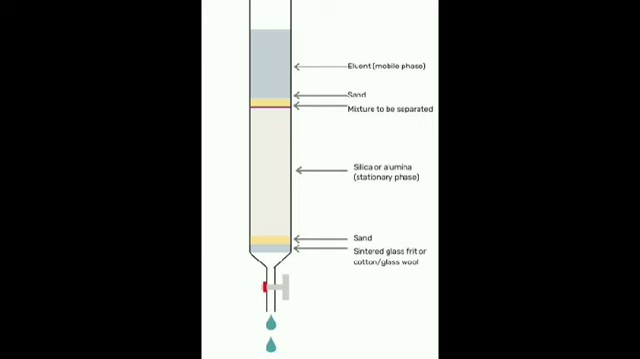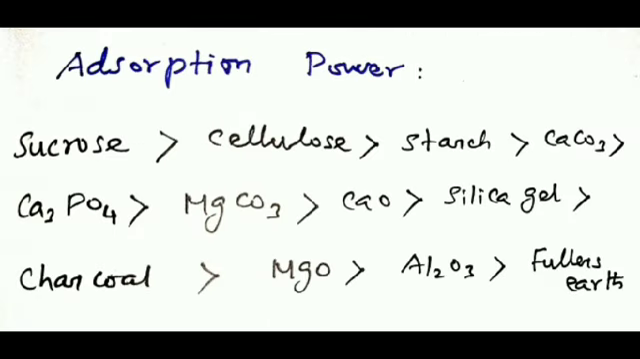In a column, the upper part of the column has greater adsorbing power and the lower part of the column has less adsorbing power. This is the decreasing order of adsorbing power of some compounds: sucrose is more adsorbing than cellulose, then starch, calcium carbonate, calcium phosphate, magnesium carbonate, calcium oxide, silica gel, charcoal, magnesium oxide, alumina, Fuller's earth. So, Fuller's earth has the least adsorbing power.